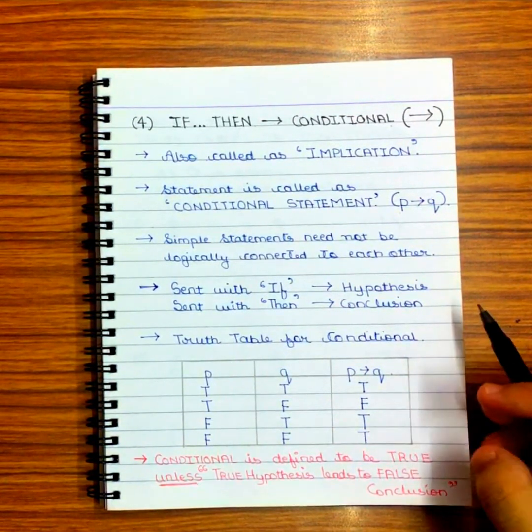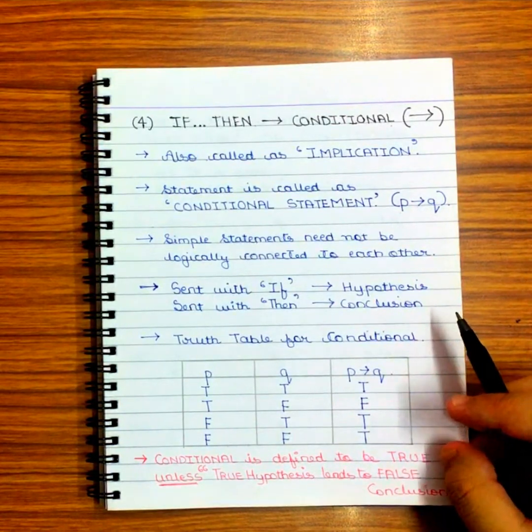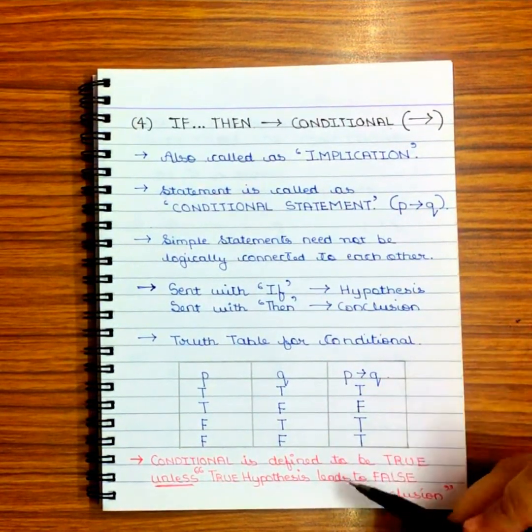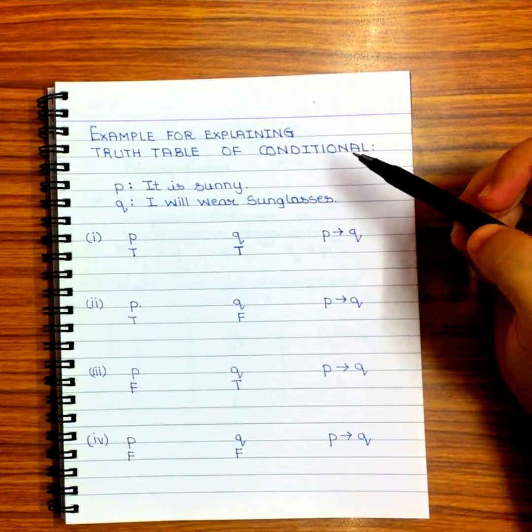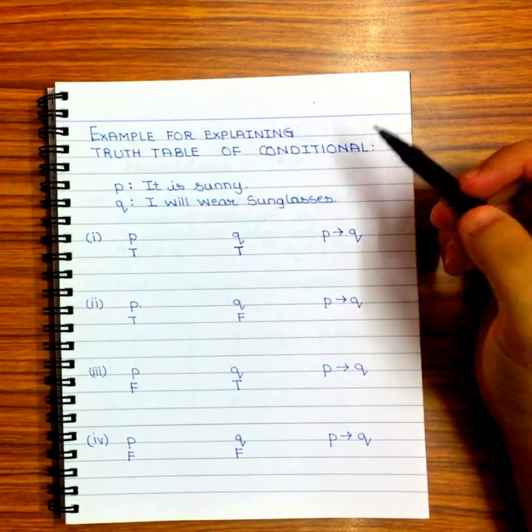So let us first do the truth table, and then I will explain this statement. Okay, so now what is the example for explaining the truth table of a conditional sentence?